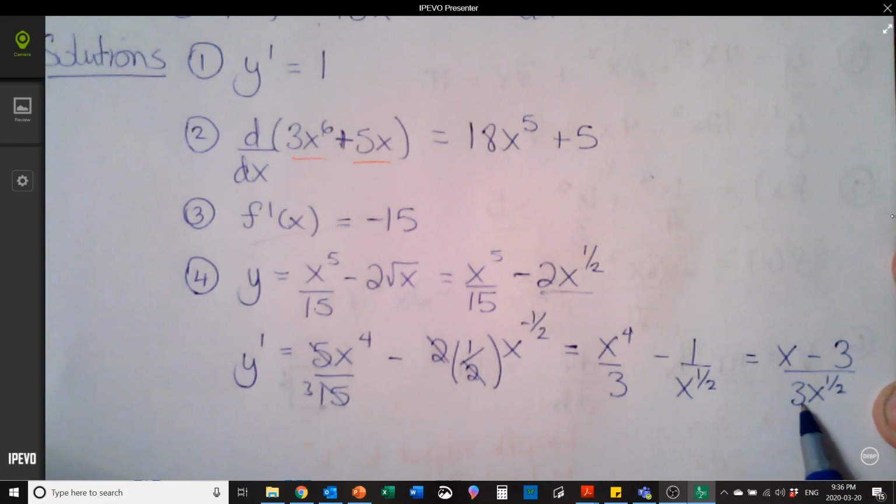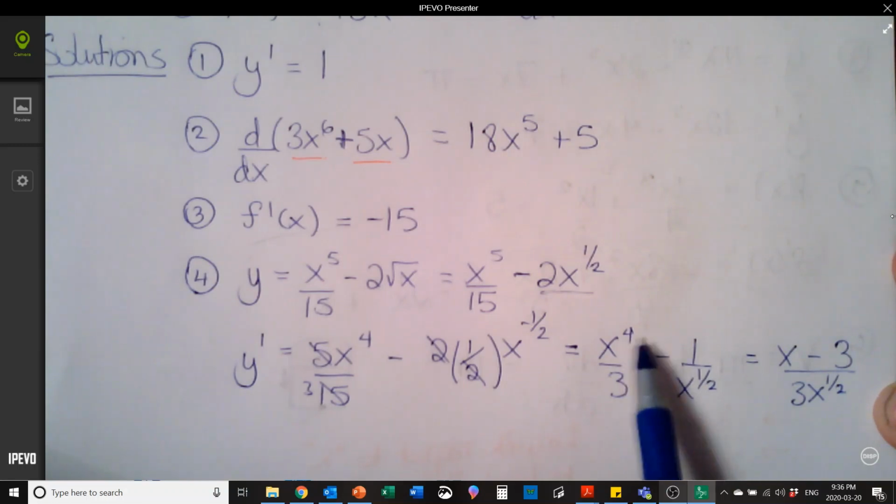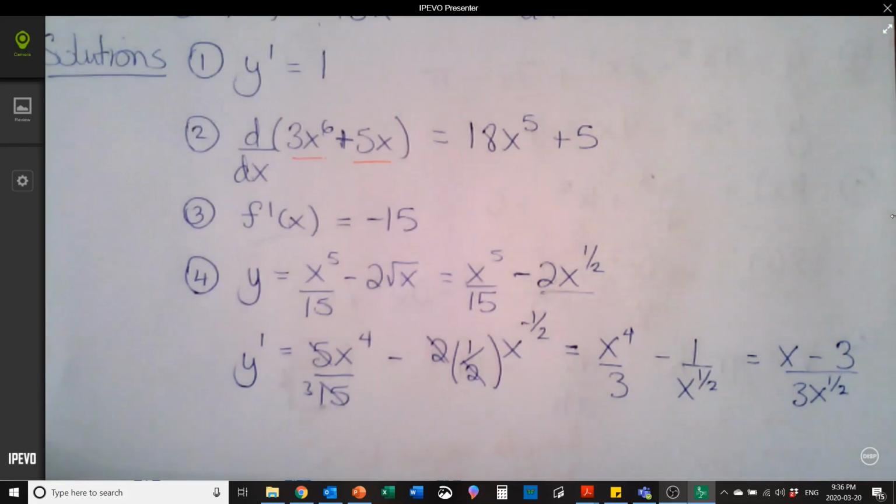So we have a common denominator of 3x to the half. This would have to be multiplied by 3 both ways. What happens here is that this gets multiplied by x to the half, which means you have to add the exponents, so 4 plus a half, giving you 9 over 2.